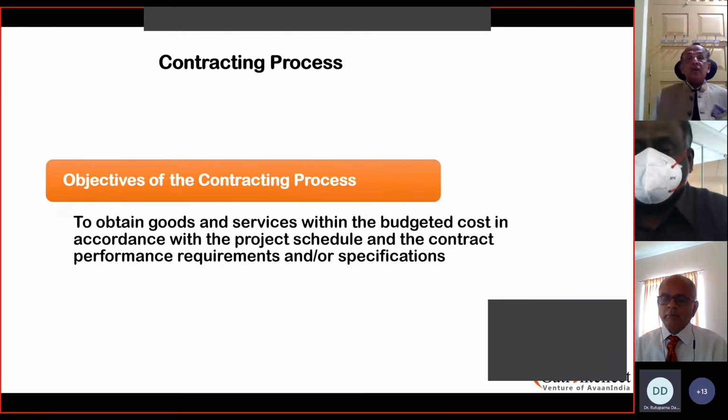To obtain goods and services within the budgeted cost in accordance with the project schedule and the contract performance requirements or specifications. So you have to get goods and services within the budgeted cost. That's the most important part, budgeted cost, as per the project schedule and the contract performance requirements and specifications. So these are the objectives of the contracting process.